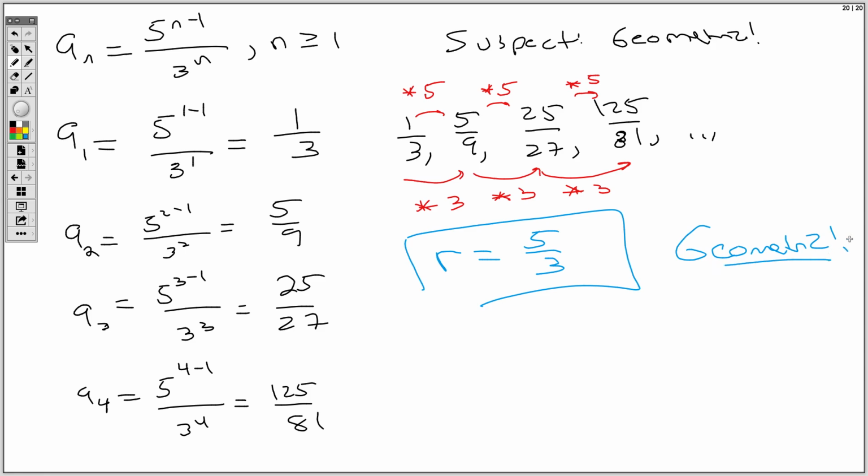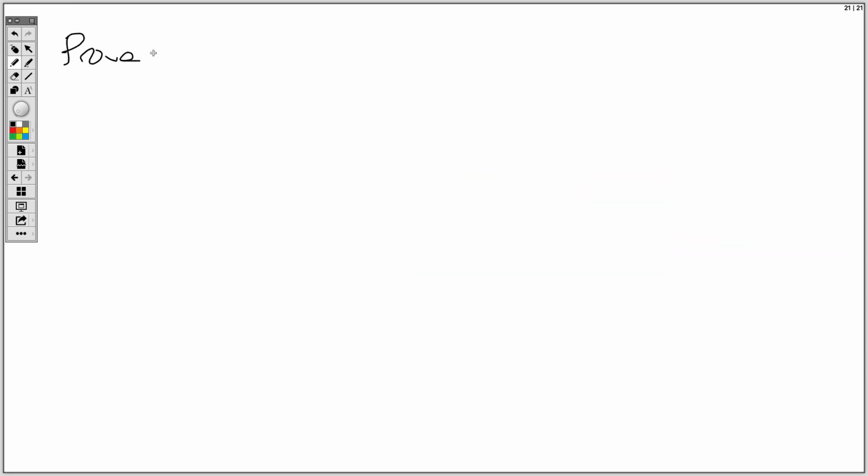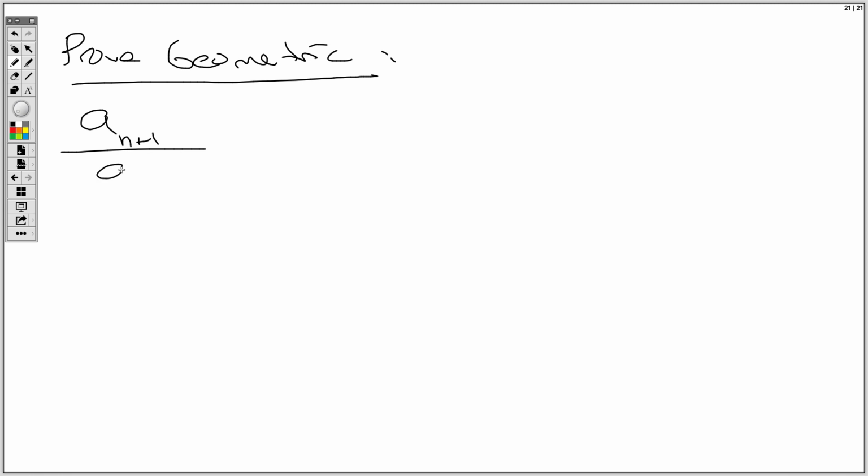Now, if you actually wanted to prove it beyond a shadow of a doubt, because to be fair, we've only listed out 4 terms here, and there's infinitely many terms in the sequence. If we wanted to prove this, we have to look at a sub n plus 1 divided by a sub n. So let's do that.